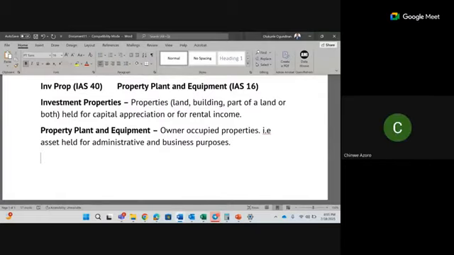Investment properties. Scope of the standard. So what is the coverage of this standard? The first thing is the standard covers all tangible assets that are owner occupied. So it covers all assets, except for those that are covered by other standards.